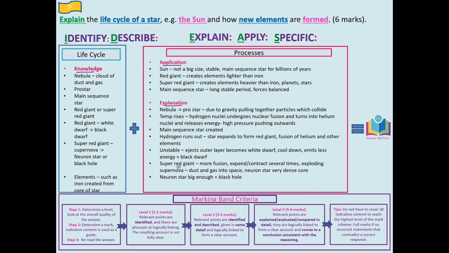On the alternative, a super red giant, there's more fusion. It expands and contracts several times over, and there's an exploding supernova, which ejects the outer layer of dust and gas into space and leaves a very, very dense core and neutron star. If the neutron star is big enough, it can then become a black hole. Remember, a black hole is so dense that no light can escape from it.